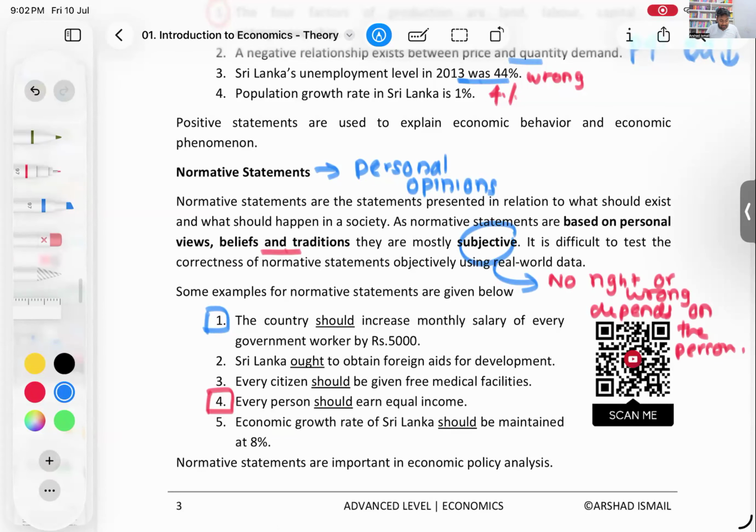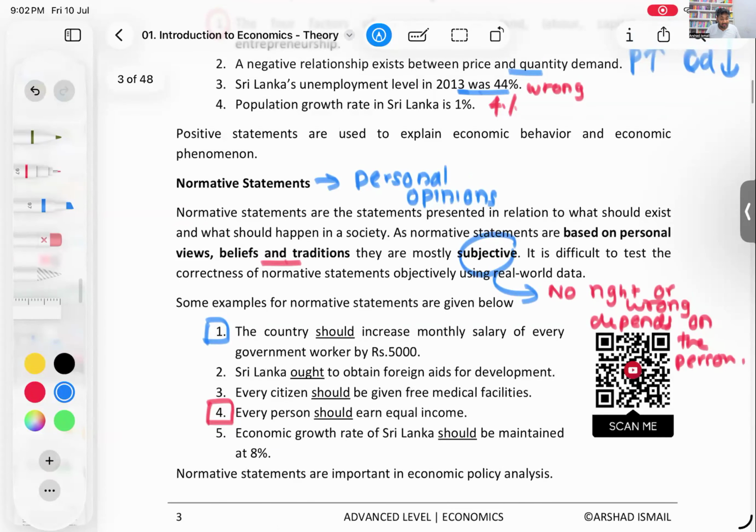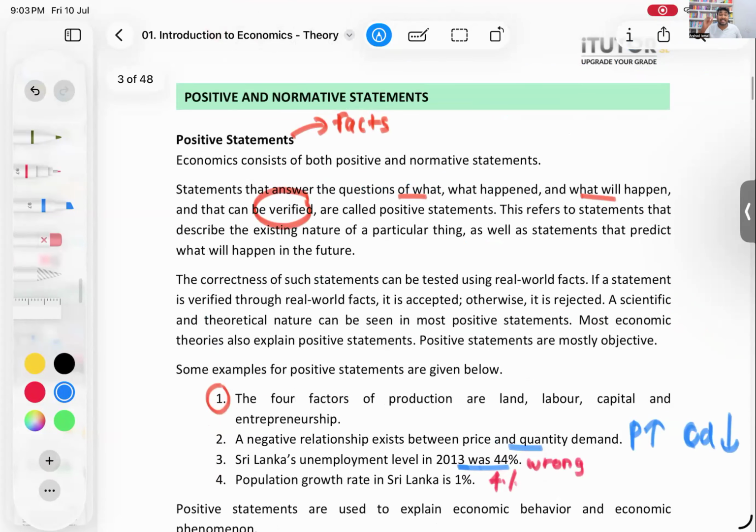A positive statement, Lamai, is a what? A positive statement is a fact. There is right or wrong. You can verify, you can test and see, are these right or wrong? For example, I will say, my age is 50 years. It's a fact. You can check my birth certificate or my ID card and say whether it's right or wrong. You can definitely say right or wrong. No, sir, you're lying. You're wrong.